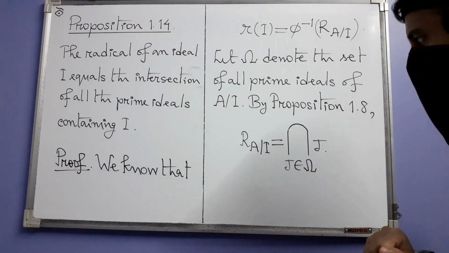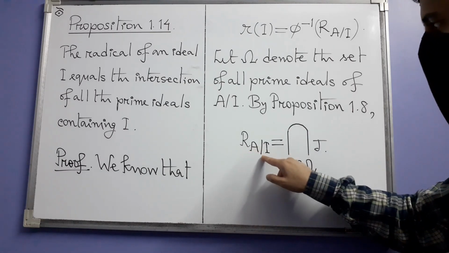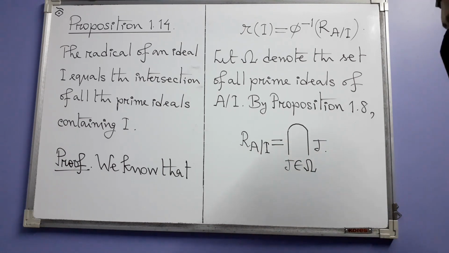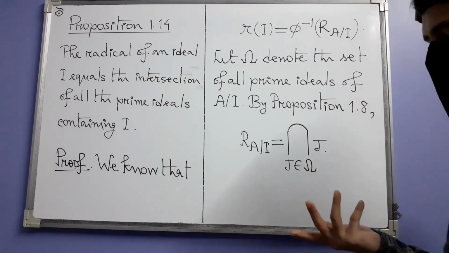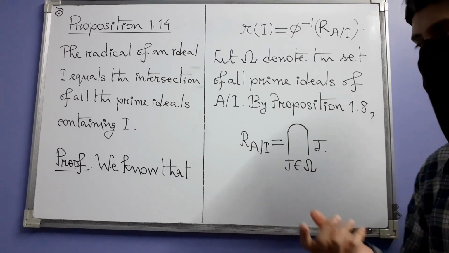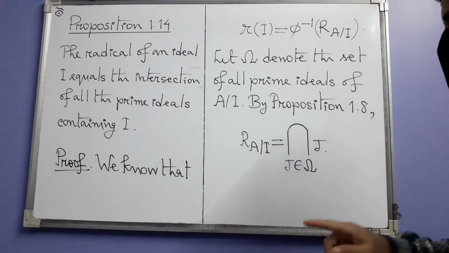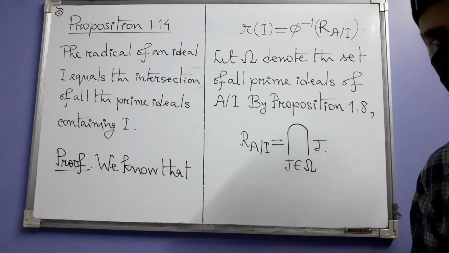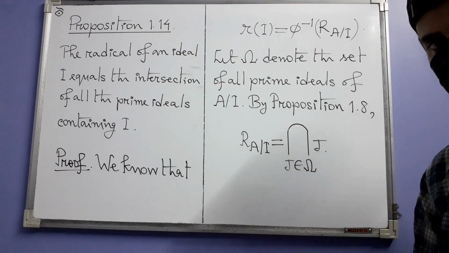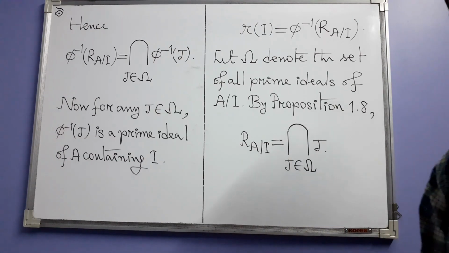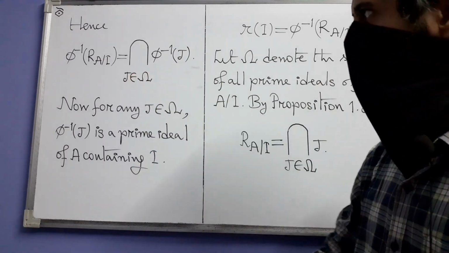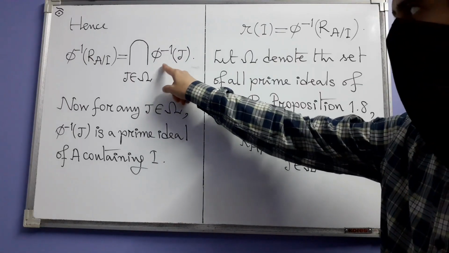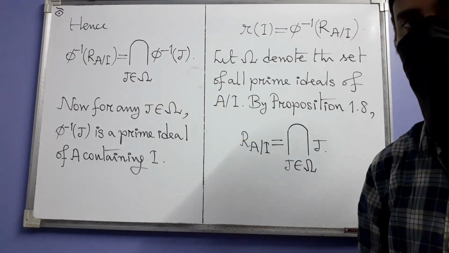So next, you take the inverse image on both sides under the map phi. Now you know that inverse images behave very well with everything. In particular, the inverse image of an intersection is equal to the intersection of inverse images. So that's how we are going to get something next. Let's see. Accordingly we have this: the inverse image of R of A/I under phi equals the intersection of the inverse images of all the elements in omega.